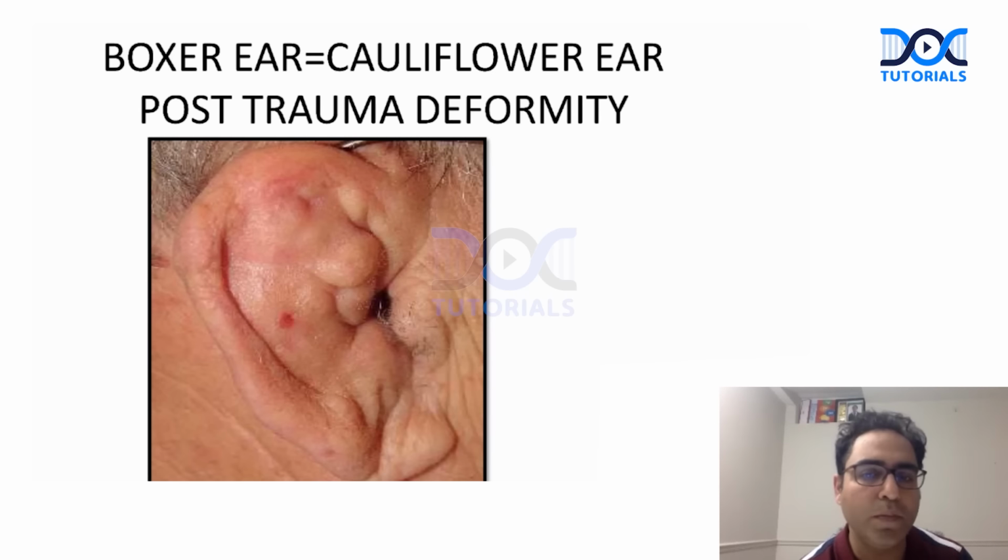So pinna hematoma should be drained immediately. Otherwise, it can lead to cartilage necrosis. That will lead to a problem with the shape of the pinna, and this is commonly called cauliflower ear or boxer ear. So it is a post-traumatic pinna deformity. The other name is boxer ear or cauliflower ear.